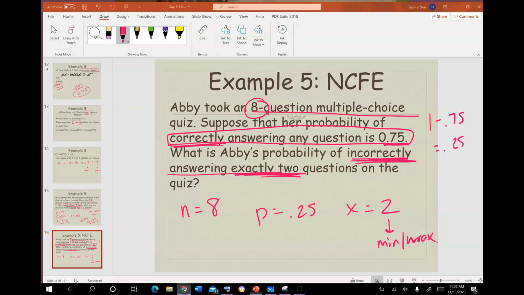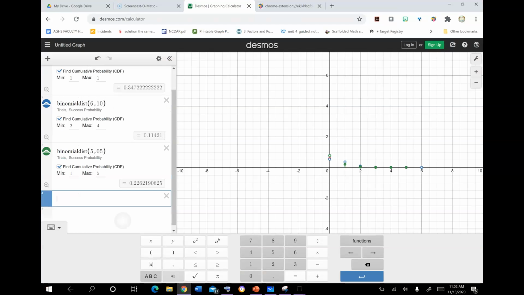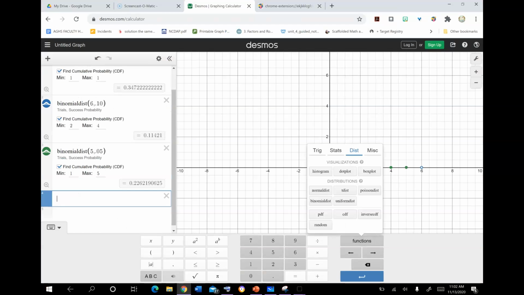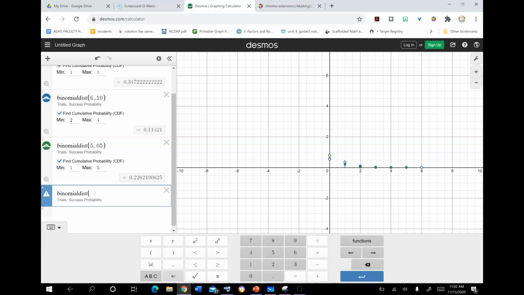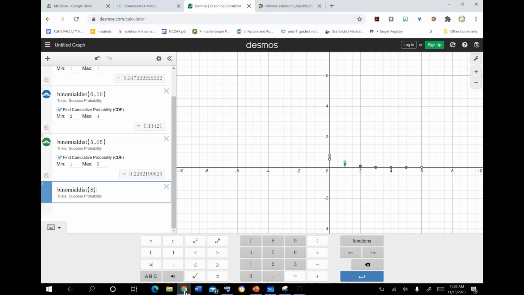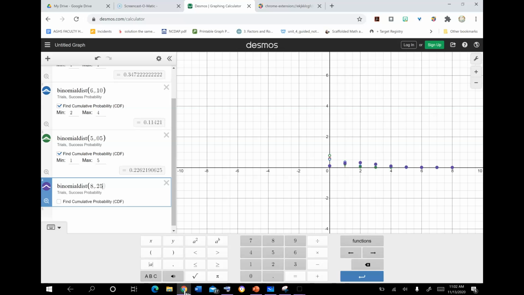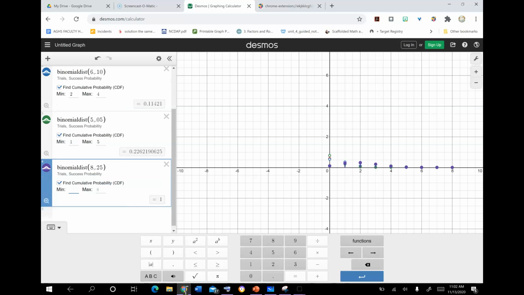Okay? So we go to Desmos. And we're going to do another one. So functions, distribution. So I have 8 questions. There is a 0.25 chance of incorrectly answering. I want to find that probability of 2 to 2. So that's my answer.